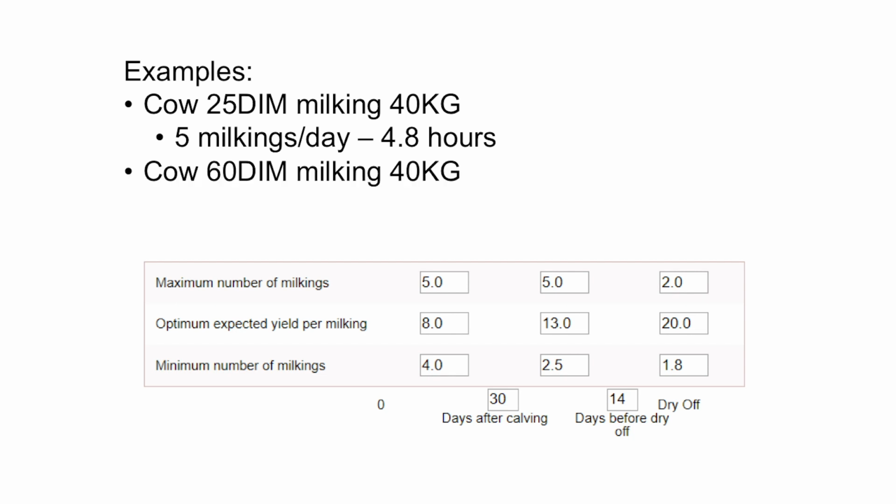A cow that's 60 days in milk will be in that middle section of the milk access table, milking 40 kilos. So what you'll do is take 40 kilos and divide it by 13 kilos because that's the optimum milk yield per milking. What we'll get is 3.1 milkings per day. So that's in the middle range, so that means she has access to get milked every 7.7 hours.